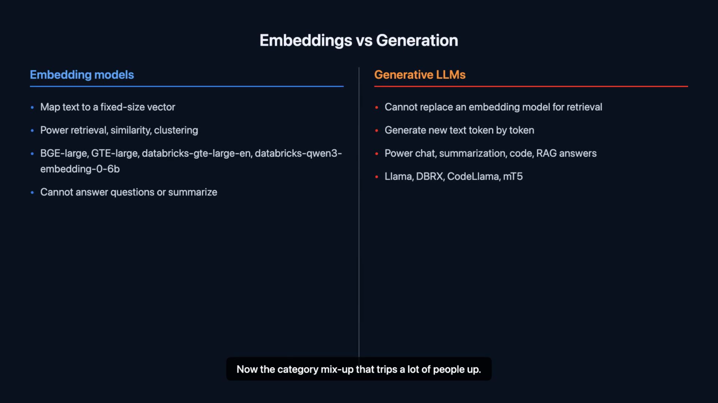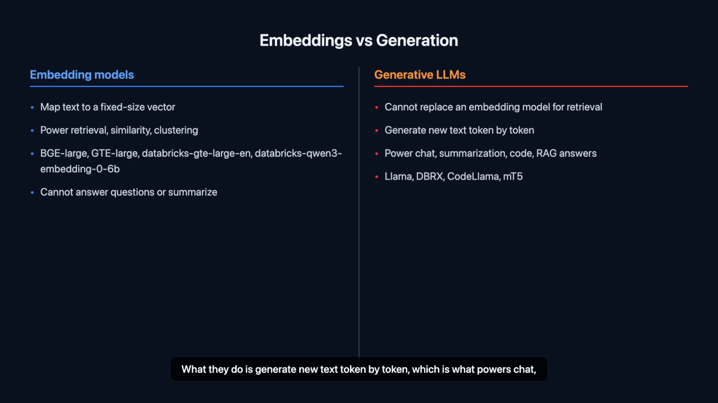Now the category mix-up that trips a lot of people up. Embedding models map text to a fixed size vector, and they power retrieval, similarity search, and clustering. The names to know are BGE large, GTE large, Databricks GTE large N, and Databricks Qwen 3 embedding 0.6B. They cannot answer questions, and they cannot summarize. On the right, generative language models cannot replace an embedding model for retrieval. That's the first thing to lock in.